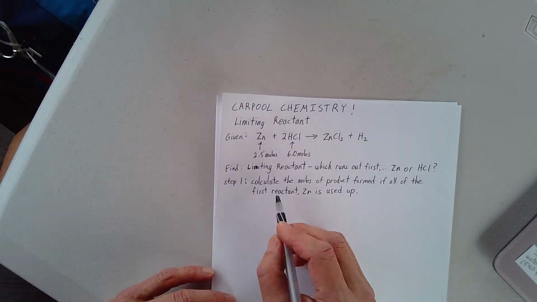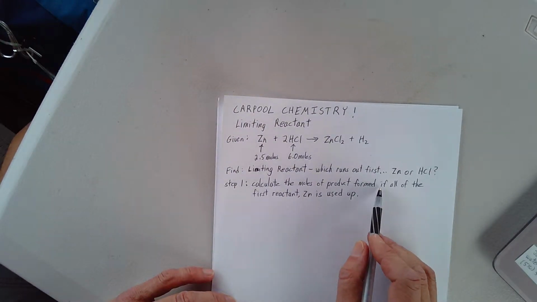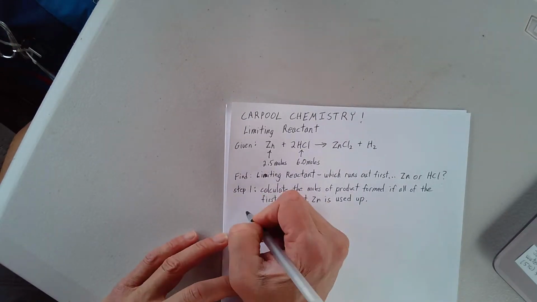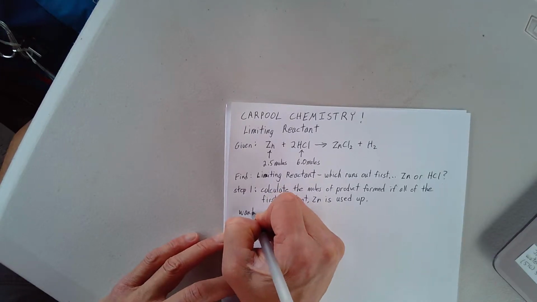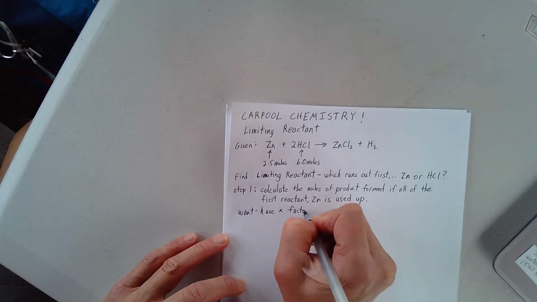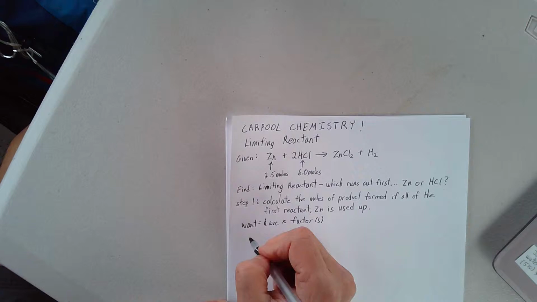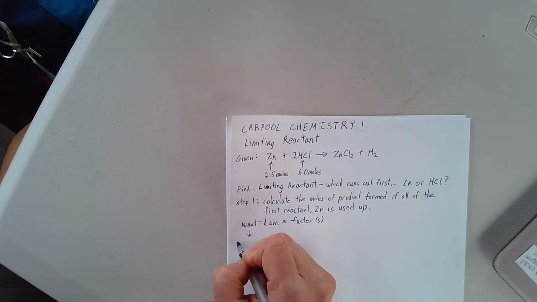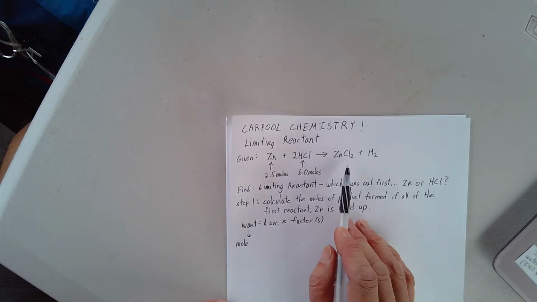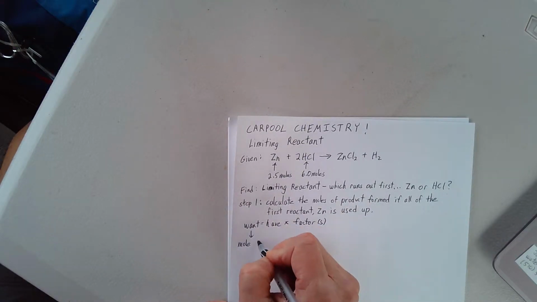Step 1. First, you calculate the moles of the product formed if all of the first reactant, zinc, is used up. Let's use dimensional analysis, or want is equal to have times factors. Underneath want, what do we want? We want our moles of product. Now we have two different products, zinc chloride and hydrogen. As long as you choose one or the other and stick with that same product throughout the problem, you'll be fine. You need to be consistent. I'm going to use zinc chloride just because it's the first one that comes up.